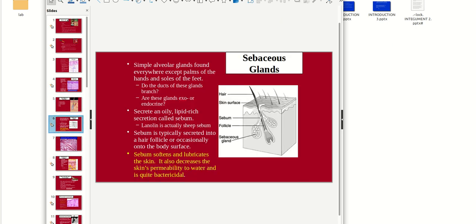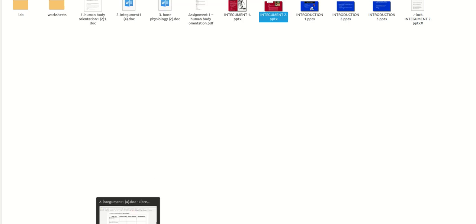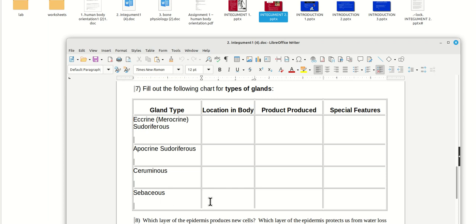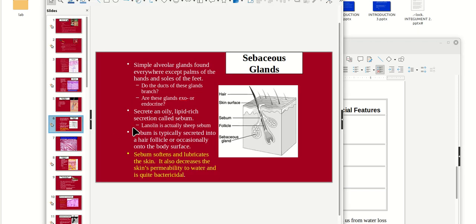Here we go. Sebaceous glands, for instance. We'll come and look. And here are sebaceous, so location, what do they produce, and their special features. And probably this is better to go with the PowerPoints on the answers on this one. So here we go. Where are they located? All right, let's see. What do they secrete? They lubricate the skin, decrease the permeability of water. All right, some antibacterial. That's what bactericidal is. They produce something that the bacteria aren't going to like. Let's see. Oily, except to the palms.